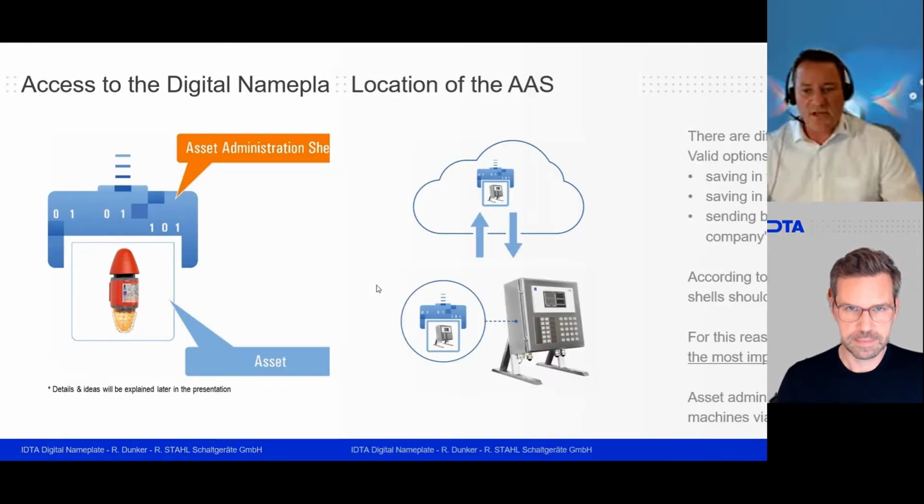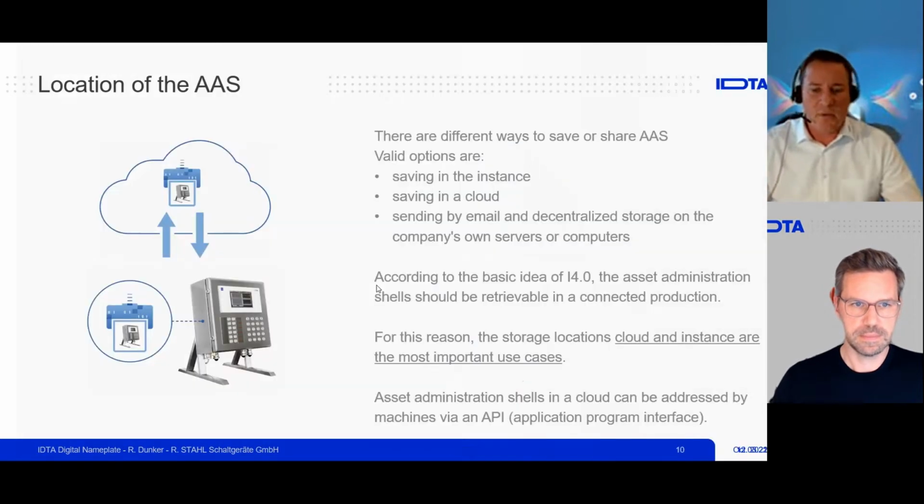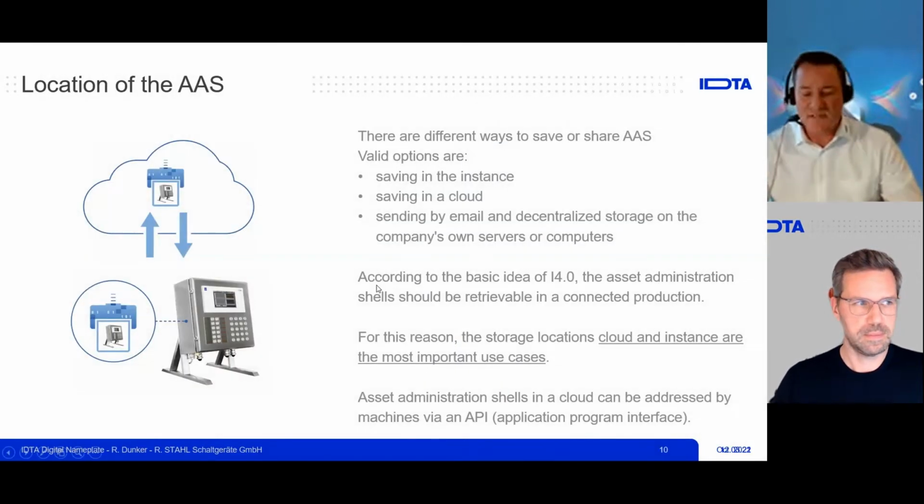So now it's a big question from a lot of our customers. Okay, where can I find those information models? If you take a look at the specifications for asset administration shells, there are a lot of different ways to handle it. You can send it by email, you can store it on a USB stick, you can put it on a CD-ROM or whatever you want to do to send it to your customers.